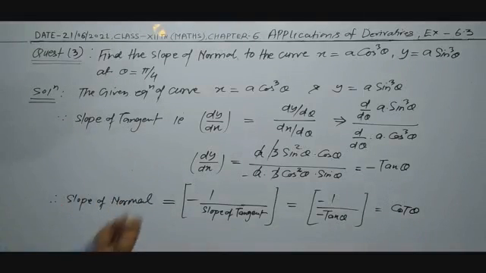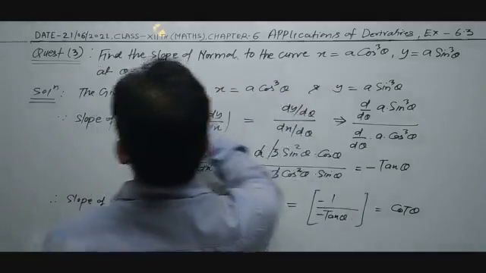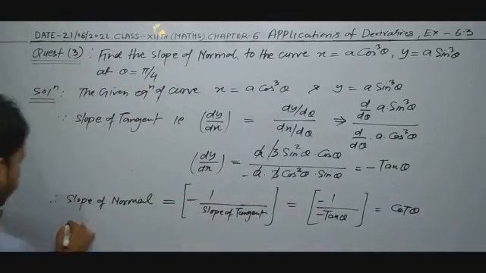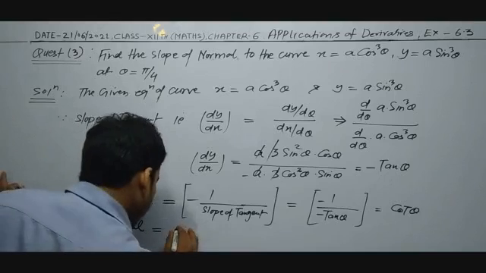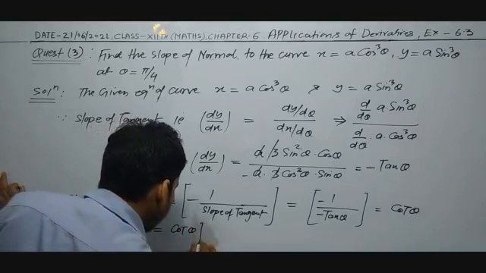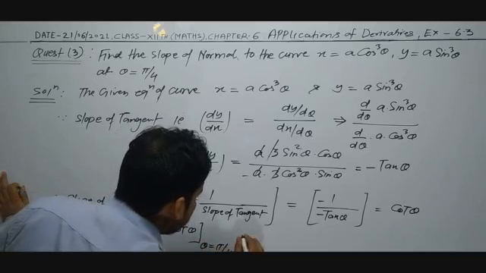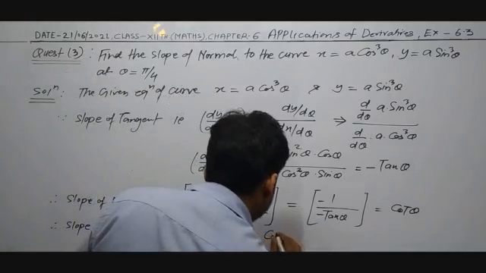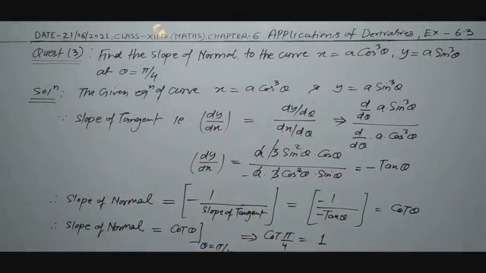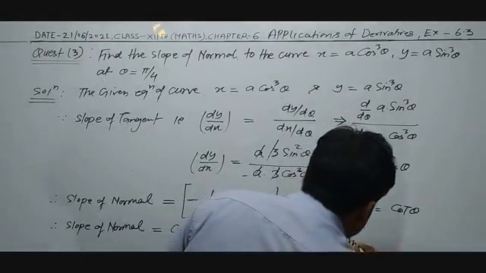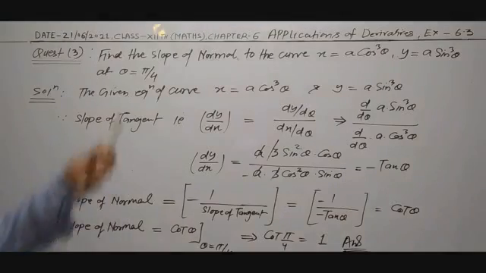So slope of normal is cot theta, and we need the slope of normal at theta is equal to pi by 4. When you put theta is equal to pi by 4, what will you get as the result? Therefore, slope of normal is equal to cot theta, theta is equal to pi by 4. This implies cot pi by 4, which means 1. So 1 is the answer. 1 is the slope of normal to the given curve.